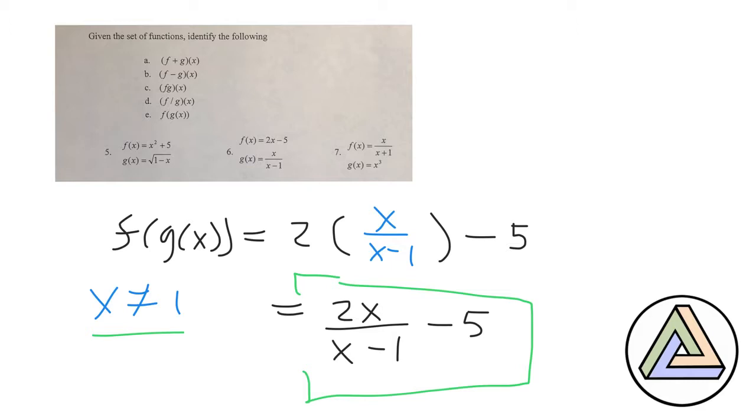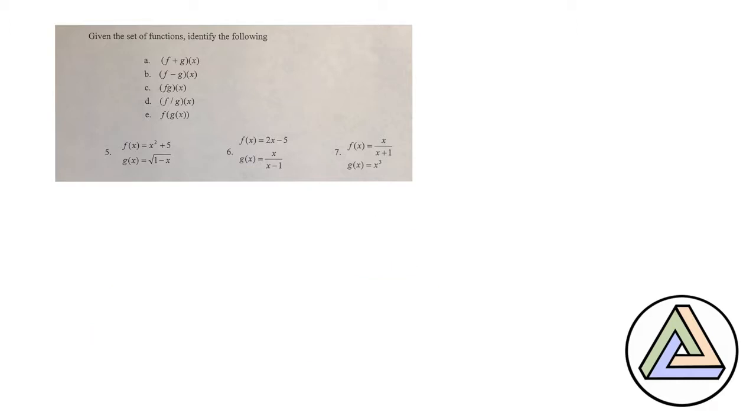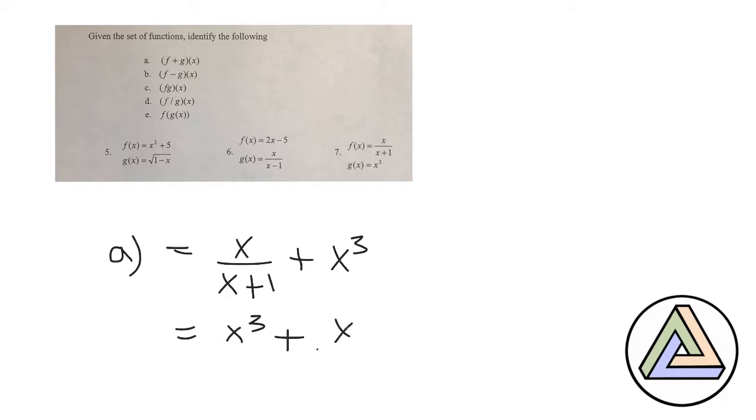Look, I'm smart, yay. All right, looking at this final problem, we've got f plus g, I'll just write a. I'm tired of writing the f plus g notation. So that's going to be x over x plus 1 plus x cubed. Guess what? You're done. Maybe your teacher would prefer you to write the x cubed first, though, because that exponent is larger. So that's that one right there.